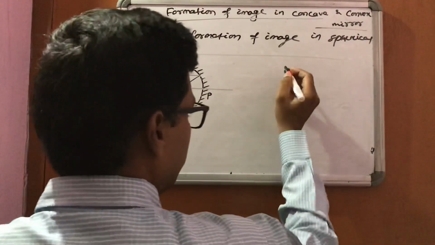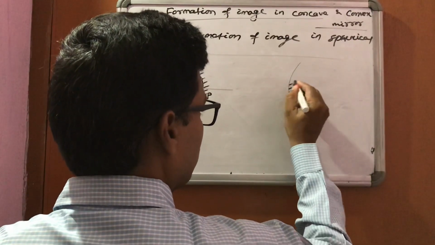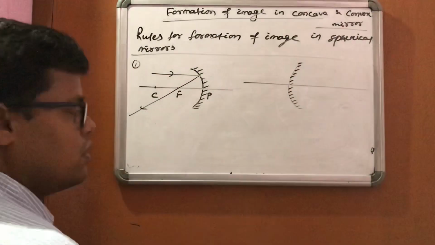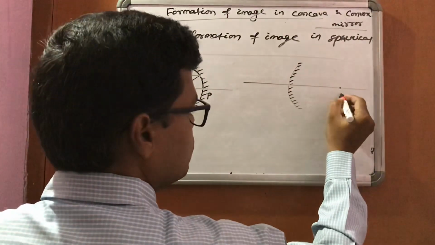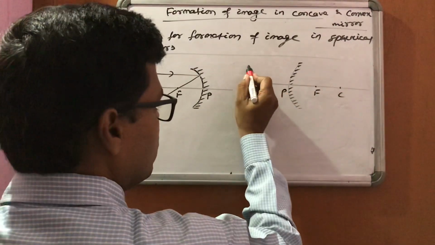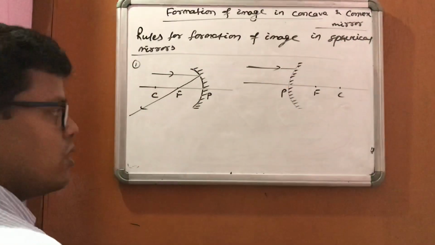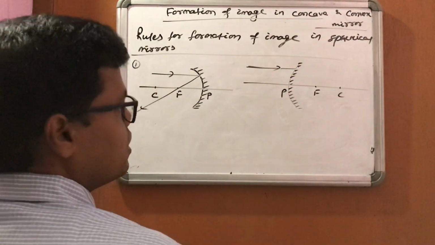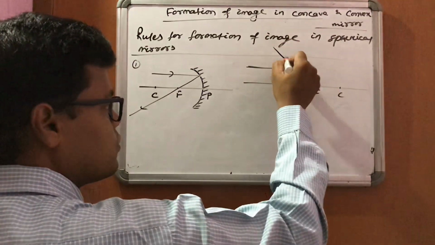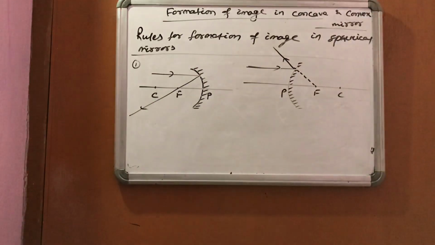And in case of a convex mirror, this is center of curvature, focus and pole, light ray incident on the convex mirror. What happens? If it is parallel, then what happens? It diverges from the focus. So this is the first rule.